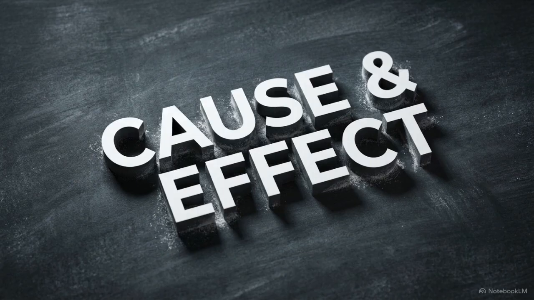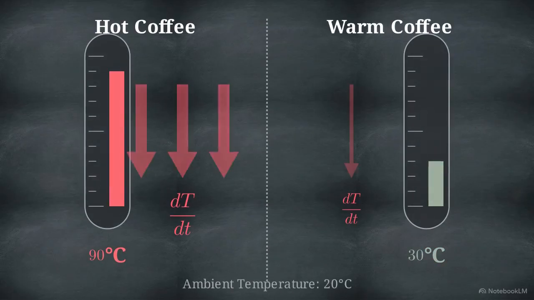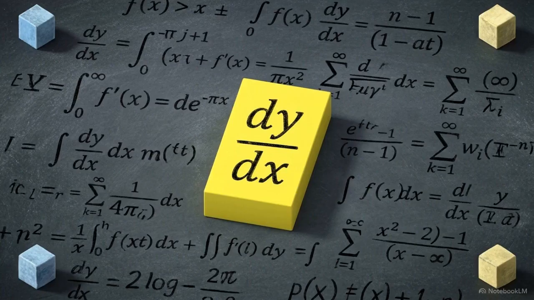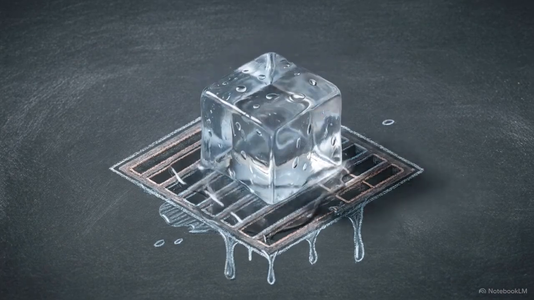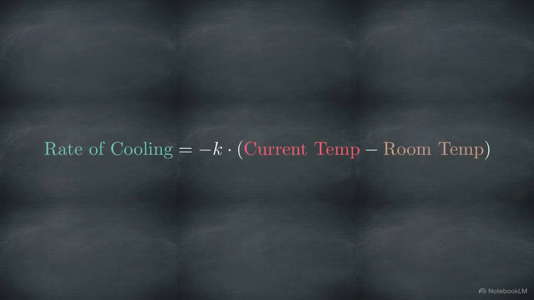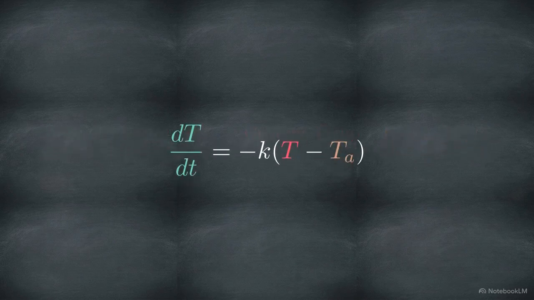The important thing to notice is the feedback loop. The rate at which the coffee cools depends entirely on how hot it is at that exact moment. This is the core concept of a differential equation. It is a way to describe a world where the speed of change is determined by the current state of things. When we translate that cooling feedback loop into a written formula, we have created a differential equation.